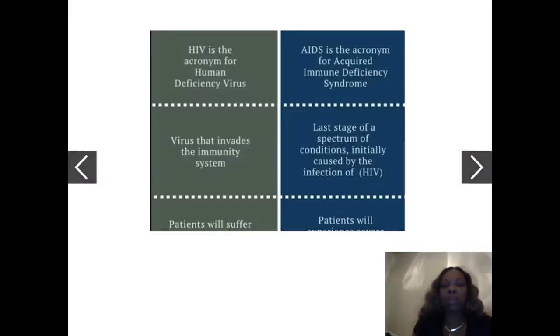You need to know the difference between HIV and AIDS. HIV is the acronym for human immunodeficiency virus, and AIDS is the acronym for acquired immune deficiency syndrome. HIV is a virus that invades the immune system. And AIDS is the last stage of a spectrum of conditions initially caused by the infection of HIV. With HIV and with AIDS, patients will suffer, and eventually they will die.